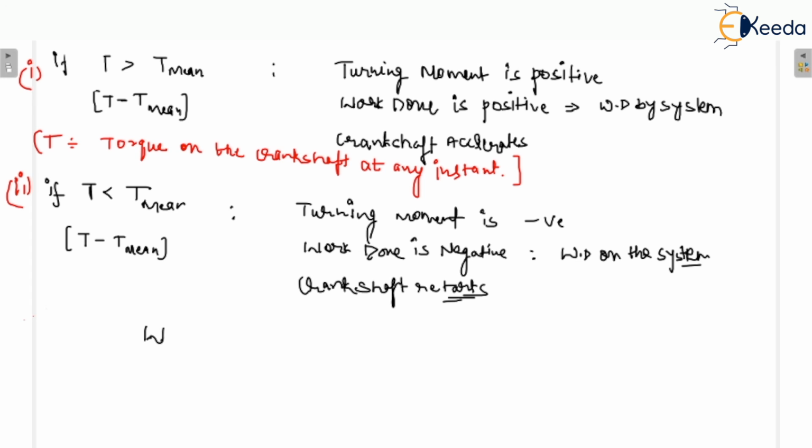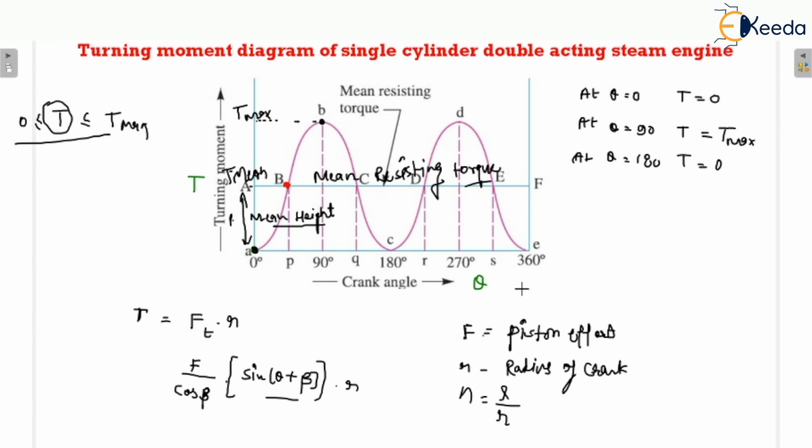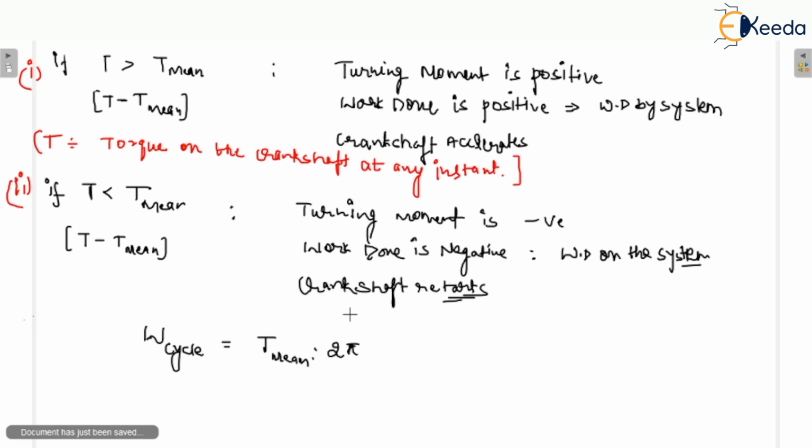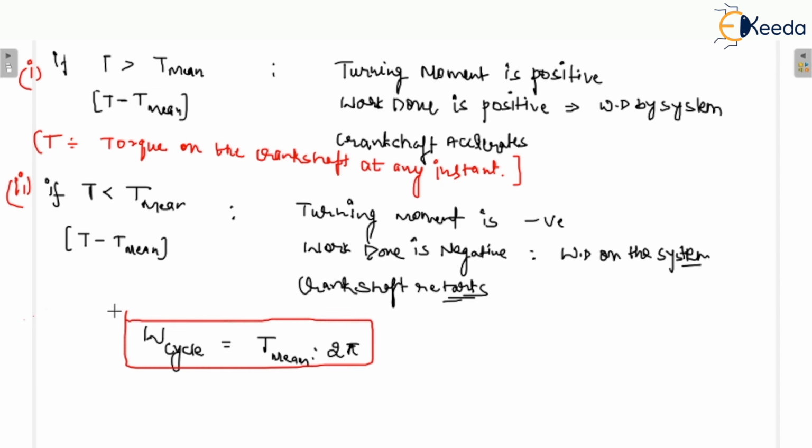If you are solving numericals, you need the formula for the work done per cycle. So the work done per cycle would be equal to the mean torque times the angle of the complete cycle of 360 degrees. Yes or no? You can see in the diagram, this cycle is completed at 360 degrees. So the angle turned by the crank is the total angle 2 pi, multiplied by the mean torque. This is the formula for the work done of the cycle in a complete rotation of the crank. So from here you can get the value of mean torque also.